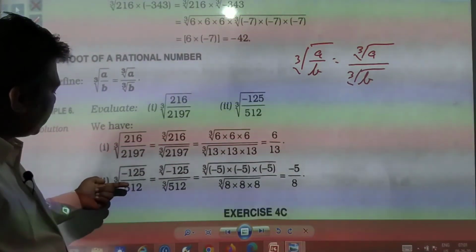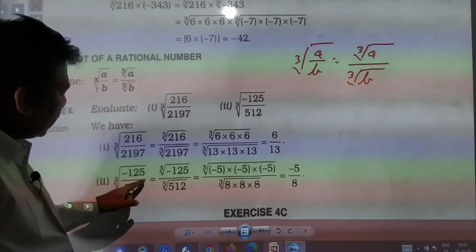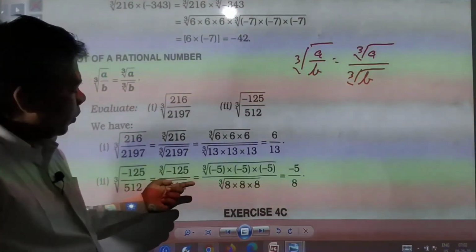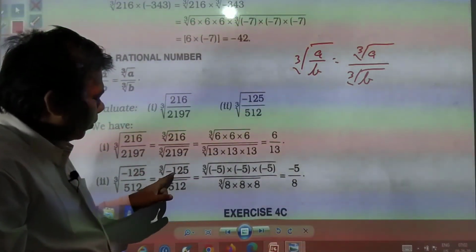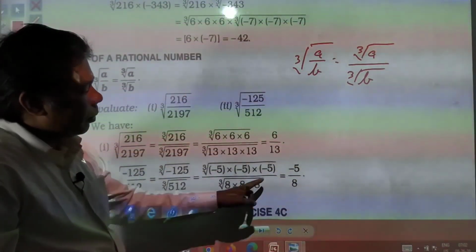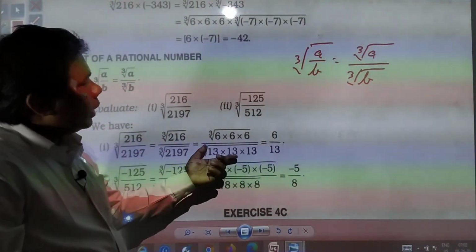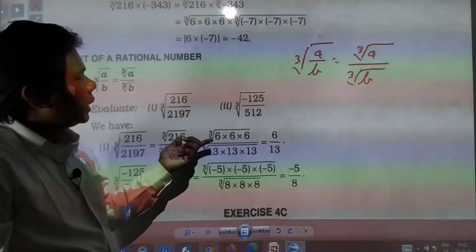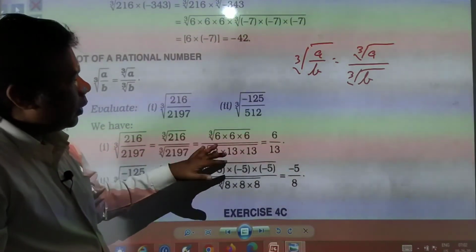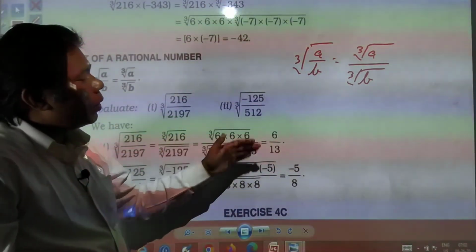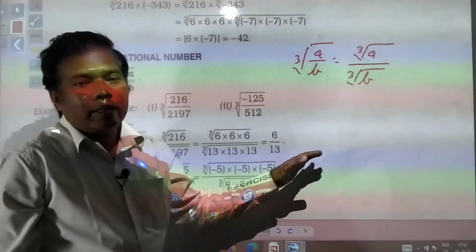In the same way you see cube root of minus 125 by 512 you have. Separately it is required to find out the cube root of minus 125 and 512, and you have got minus 5 by 8. So in this way I hope you understood how it is to be done. Already in square and square root you have learned, so I don't think you will have much difficulty. You need to simply find out the prime factors of the given number.